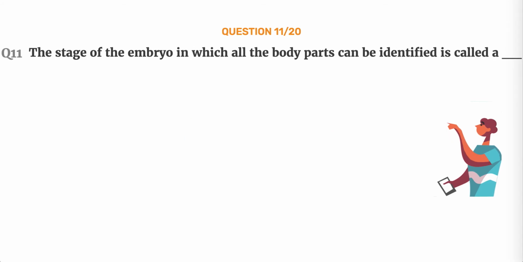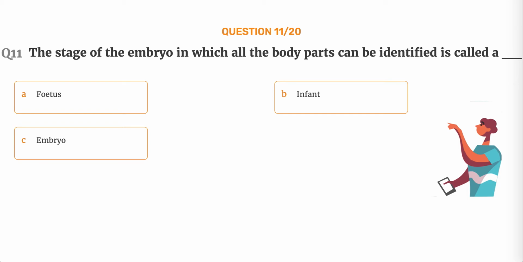Question number 11. The stage of the embryo in which all the body parts can be identified is called a _. Option A, fetus. Option B, infant. Option C, embryo. Option D, none of the above.